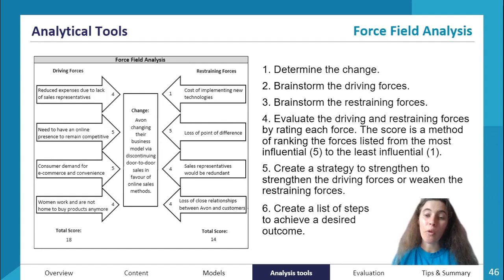Next, in step 4, you're evaluating those driving and restraining forces that you've come up with. And you're doing that by assigning the scores from 1 to 5, depending on how influential those forces are. Then you're creating a strategy to strengthen the driving forces or weaken the restraining forces, and then creating a list of steps to achieve that desired outcome, to implement that strategy you've come up with.